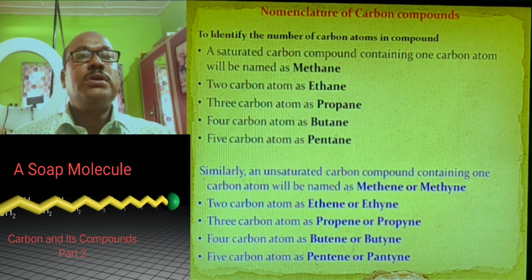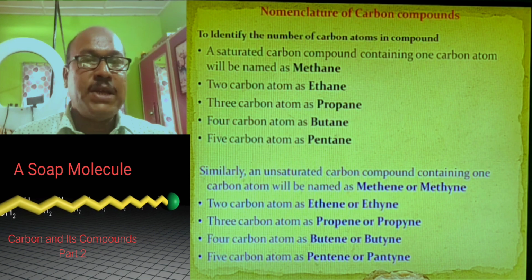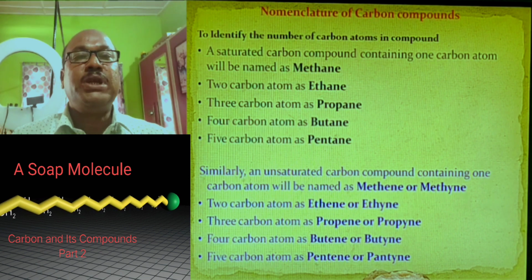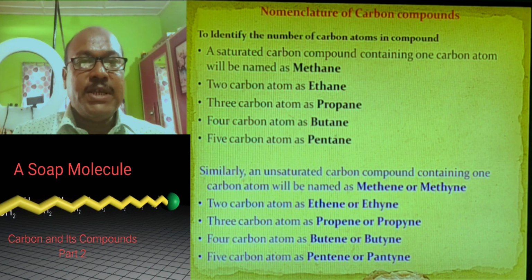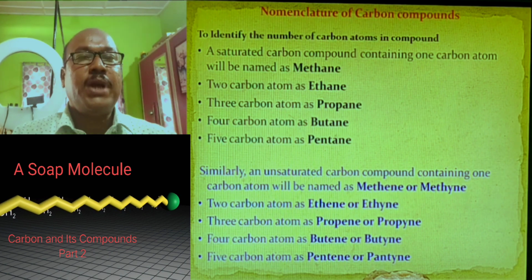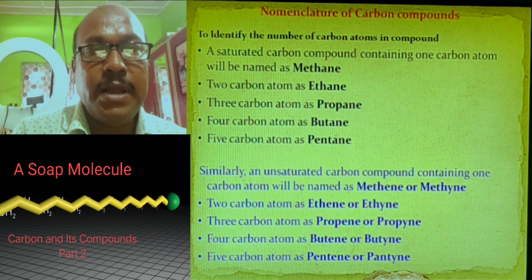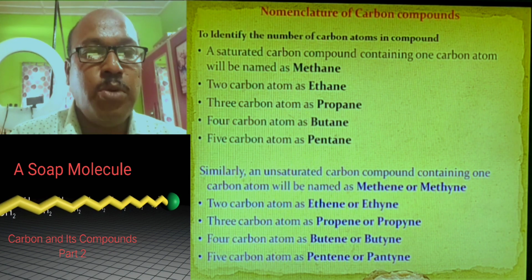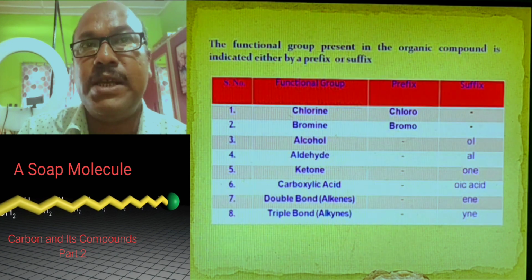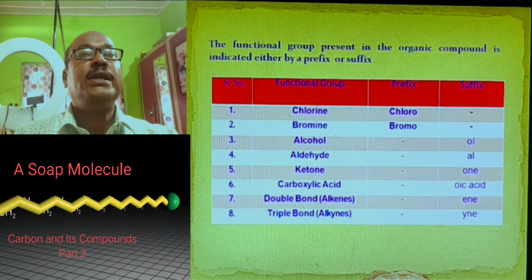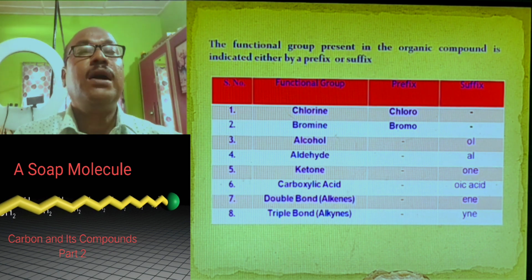3 carbon atoms, then after that we come to 4 carbon atoms present in an unsaturated carbon compound, then it will be butene, and if it is alkyne, then it will be called butyne, and so on. So this is how we can give the name to the carbon compound by counting the number of carbon atoms present in the compound. But the functional groups present in organic compounds are also used to give names to the carbon compound.